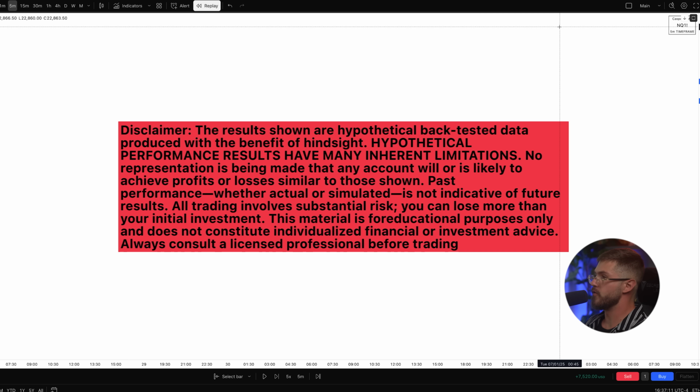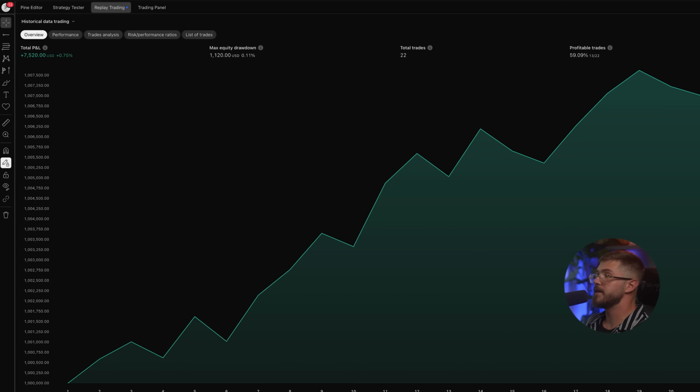All right, guys, before we go over the backtest, I have to give you this disclaimer. Go ahead and pause your screen and read this in full before continuing. So let's take a look at how this strategy did over the past 30 days.